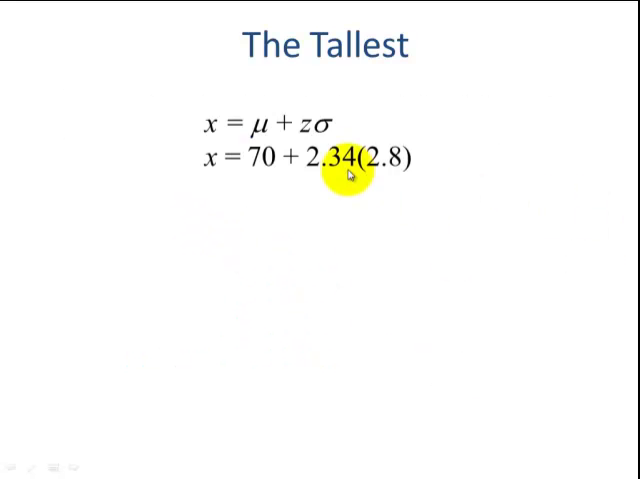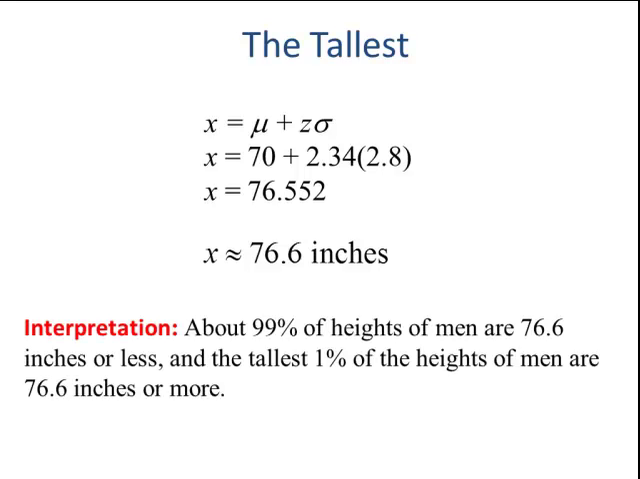Looking it up in table 5, we see our z-score is 2.34. We multiply that by our standard deviation and add 70. We end up with 76.552, which is about 76.6 inches. So the interpretation: about 99% of heights of men are 76.6 inches or less, and the tallest 1% of heights of American men are 76.6 inches or more.